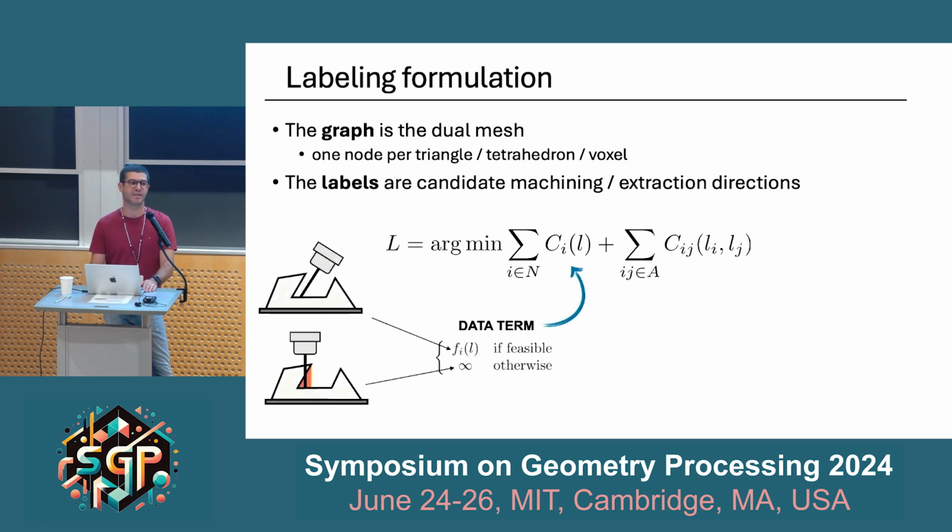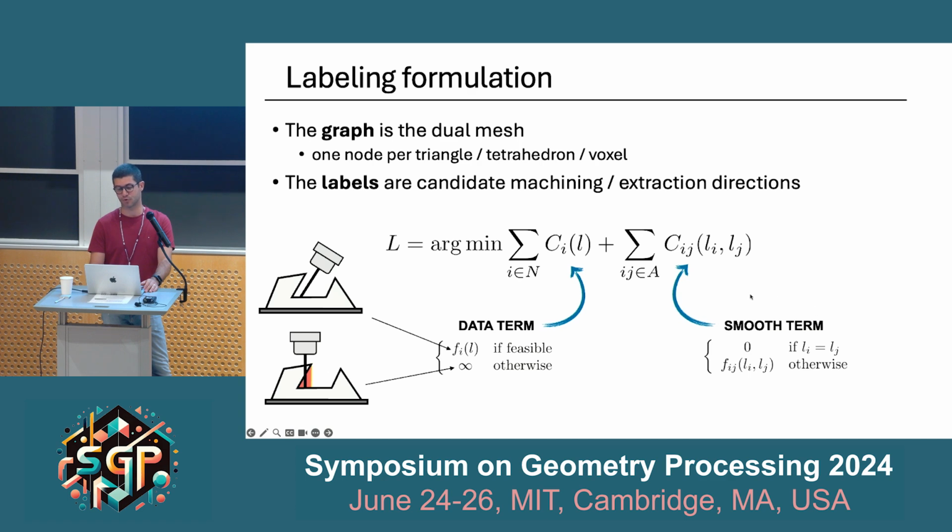The data term typically looks like this. Every single label represents a candidate machining direction. And in case of infeasibility, like this, for example, this portion of the, yeah, you can see the mouse. This portion of the surface cannot be machined by this direction because it is covered by this part. So in this case, the data term will be infinite, so that you cannot apply that particular label to that piece of the object. Otherwise, you have a function that will give you the ease of machining that particular portion of the mesh from that particular angle. And so you want just to minimize this.